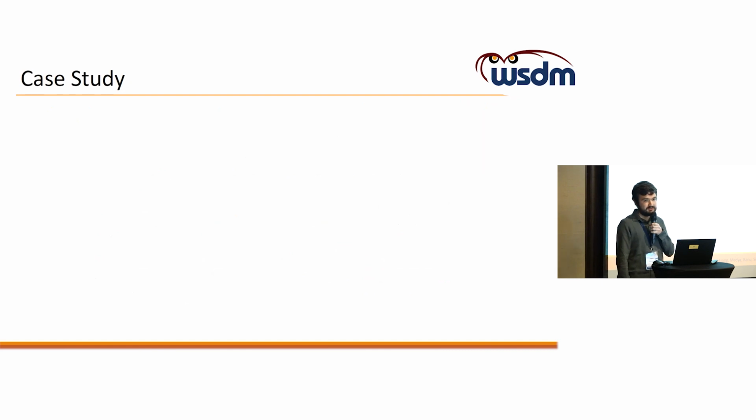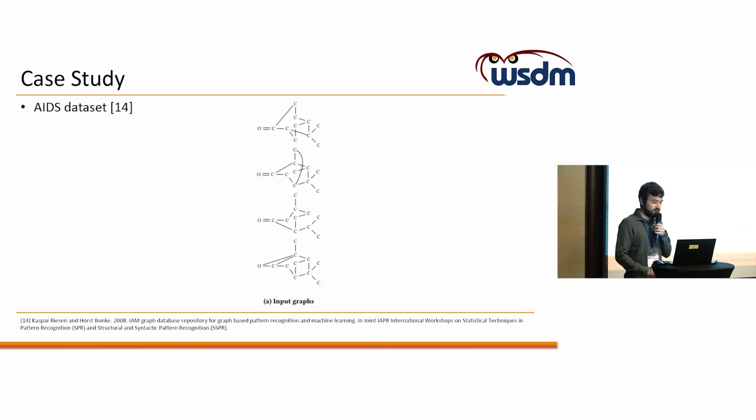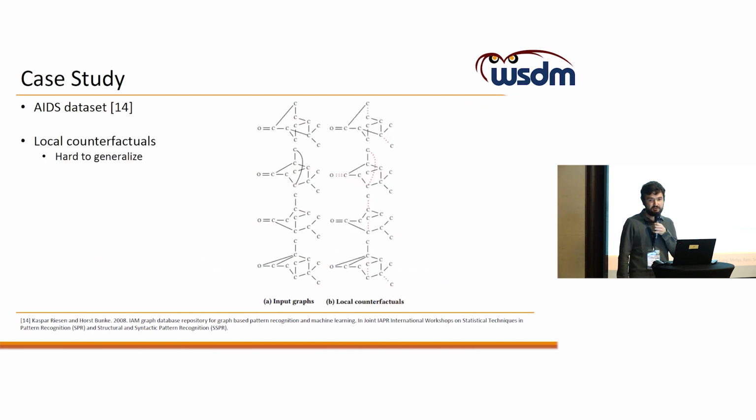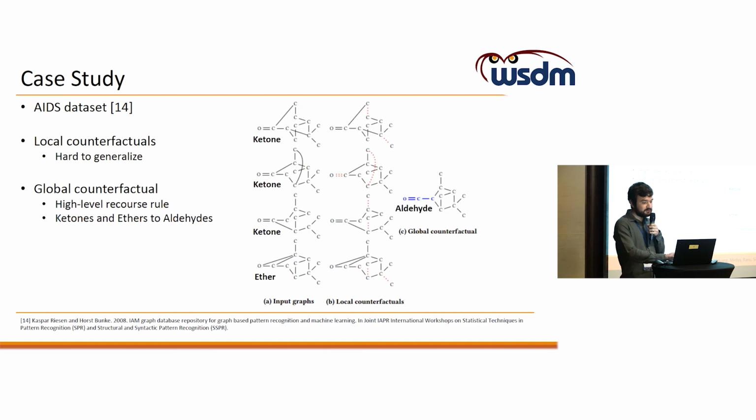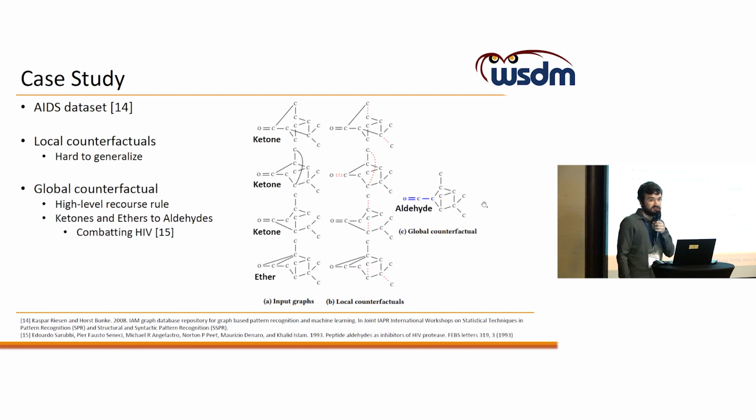To show the usefulness of our method, we also conduct a case study. Here we have 4 undesired input graphs from the AIDS dataset, which are inactive against AIDS. So the counterfactuals of these molecules will be active against AIDS. We generate local counterfactuals using our baselines, and they actually remove 1 or 2 edges from the original molecules, which makes it hard to generalize. However, our method generates global counterfactuals, which define a high-level recourse rule. Indeed, while the input graphs have ketone or ether structure, our method managed to change them to aldehyde structure. In the literature, it has been shown that molecules with aldehyde structure are useful for combating HIV. This also demonstrates the usefulness of our method in real-world graph applications, such as drug discovery.